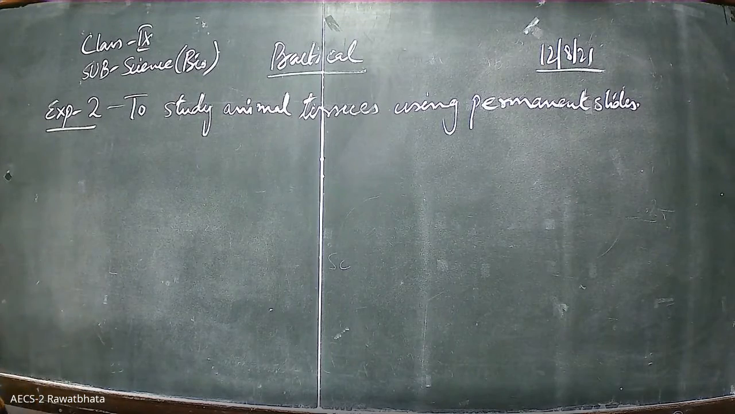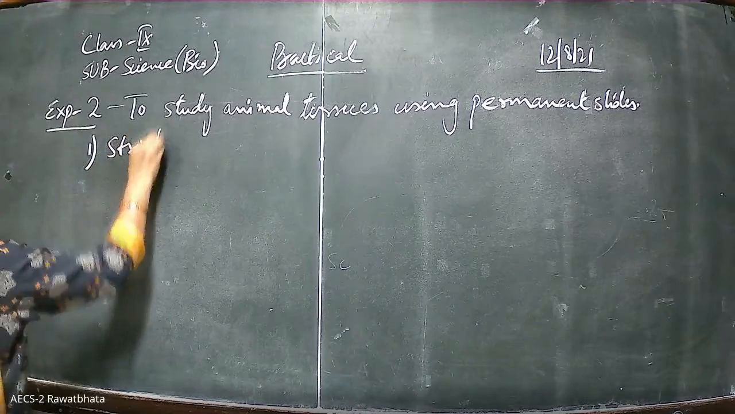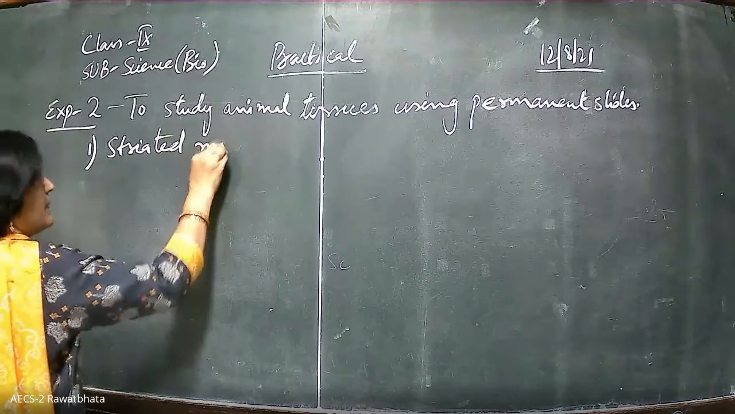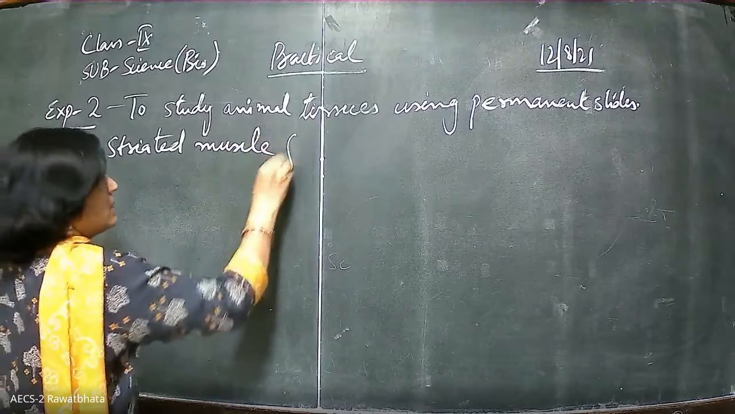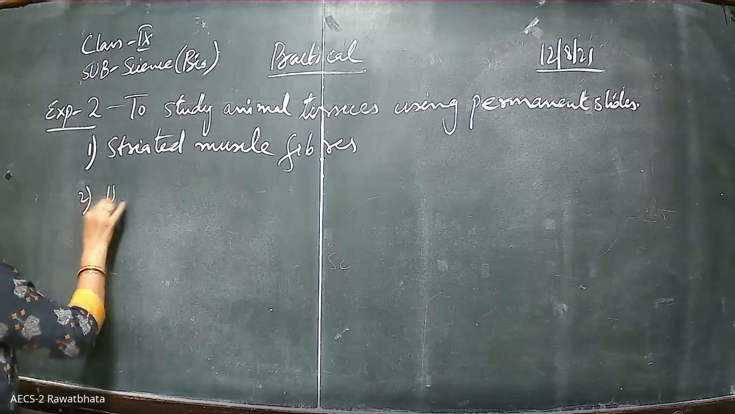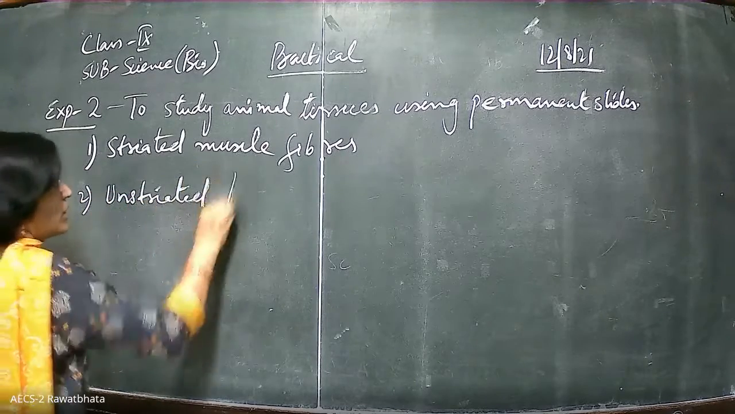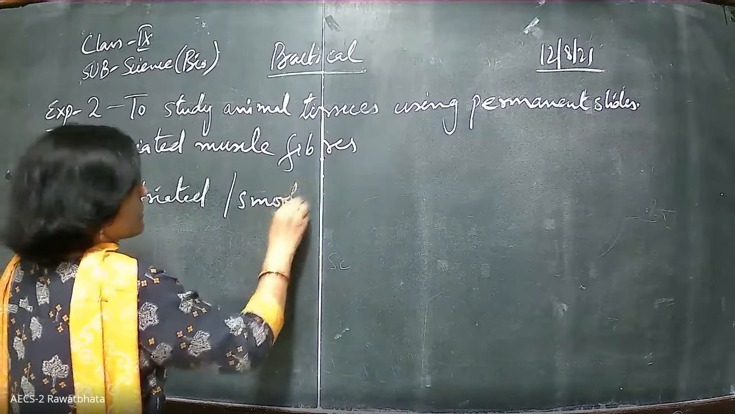So what all animal tissues are we supposed to study? First is striated muscle fibers. Then the second one is unstriated or smooth muscle fibers.